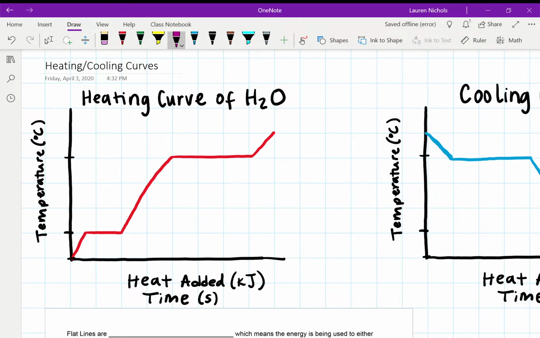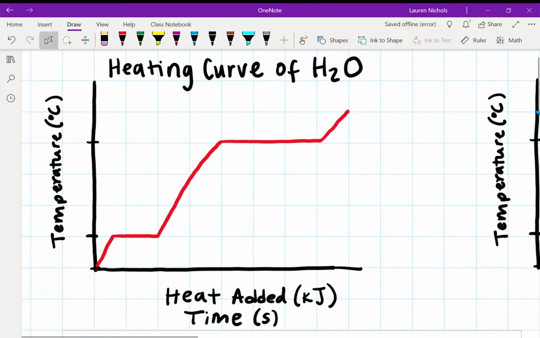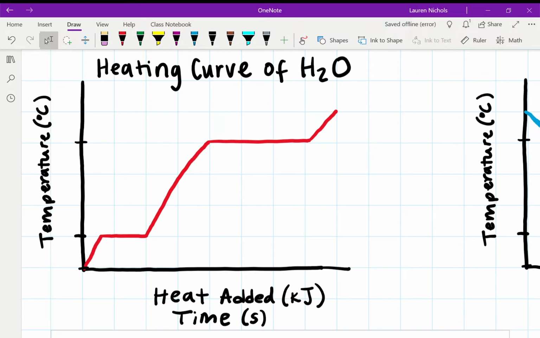A heating curve is a graph that represents how the temperature changes as you add in heat, which we know is going to take time. Your x-axis can be measured by either the amount of heat added or the time as it's occurring. You'll sometimes see it both ways. On our y-axis, we have temperature measured in degrees Celsius.